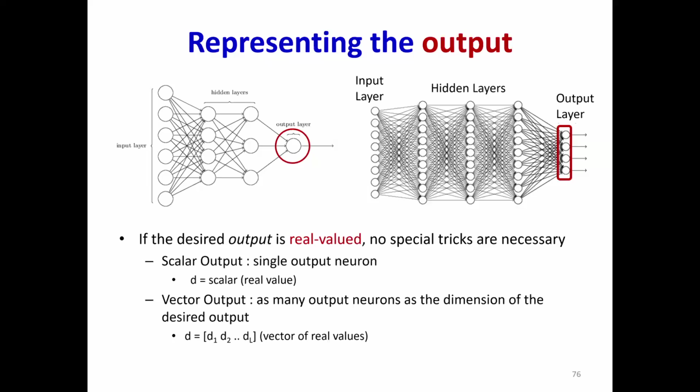And even in the real case, you can have a real valued vector output. For example, if I'm predicting the entire stock market, then the neural network is going to have as many output neurons as the number of stocks you're considering. The output is going to be a real valued vector where each component corresponds to one of these outputs. So in the real valued case, it's very easy. The number of outputs of the network must be the same as the dimensionality of the desired output, or the number of elements in the desired output.